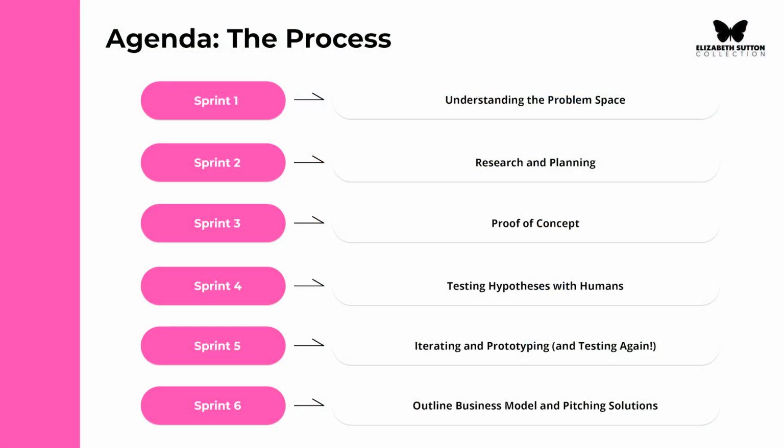Looking at the agenda, we had to go through the whole entire process in order to come up with our e-commerce solution. To start off, we had to really understand in terms of the problem space, what were we trying to find out? Then we had to look at the research and planning to find out the frameworks as well as the analysis and things that we need to figure. Third, we need to look at the proof of concept and also test the hypotheses with humans. And of course, we had to iterate and refine our prototype multiple times in order to get to the business model canvas at the end, where we'll be pitching solutions and showing you our final business model.